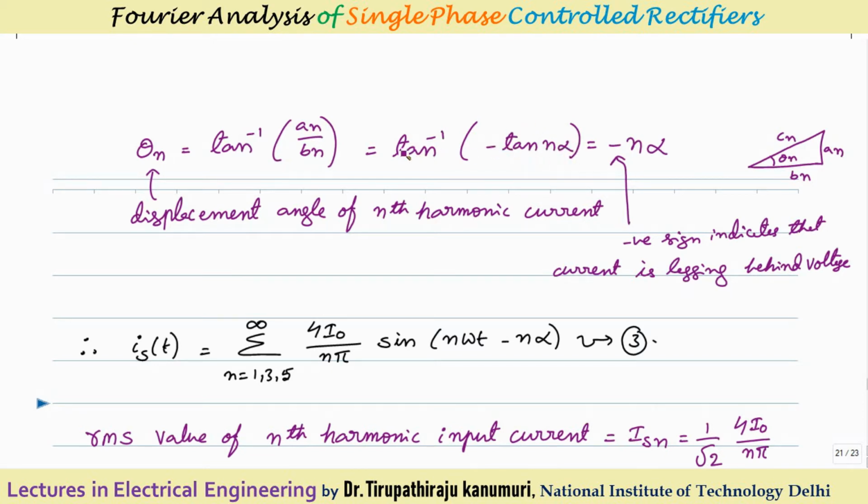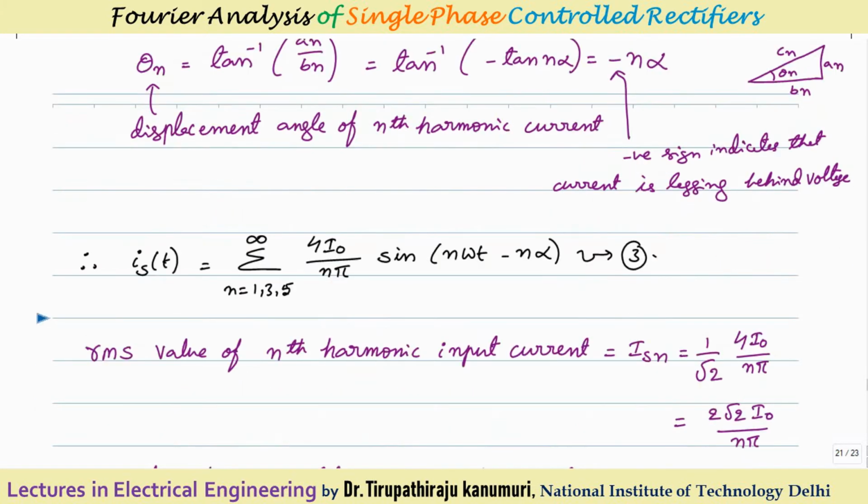The minus I can take inside: tan inverse of tan of minus n alpha will be equal to minus n alpha. Here the minus sign is indicating the reference we have taken, because we have taken i of t equal to Cn sin of n omega t plus theta n. Plus theta n means it is leading, but actually the current doesn't lead. It will lag behind the voltage. So this negative sign indicates the current is lagging behind the voltage.